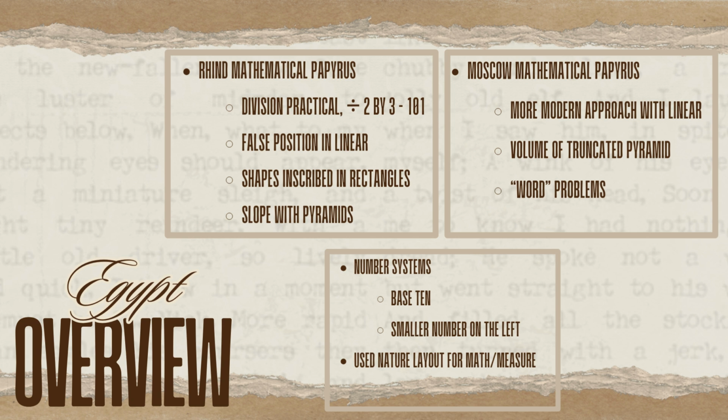They also, in this book, did shapes inscribed in rectangles. Like, they did an octagon inside of the rectangle. And then they came up with the idea of slope. They used a different word for it, but with pyramids, and that brought the idea of slope up.